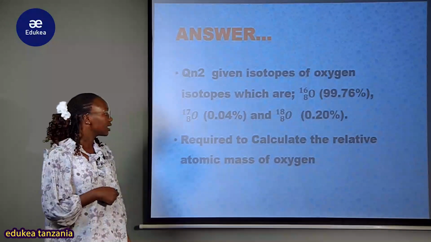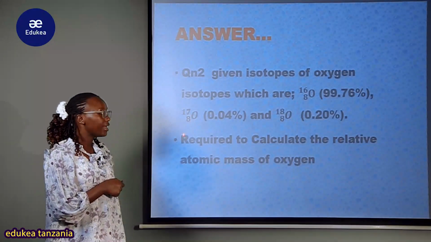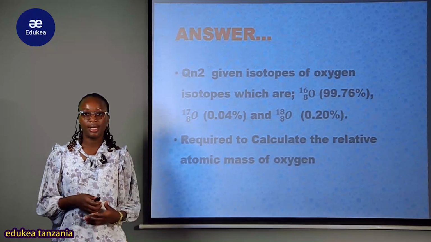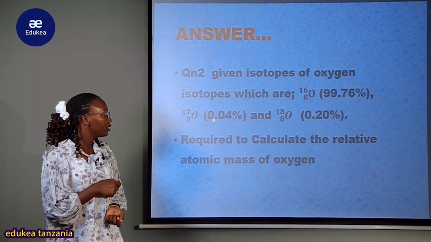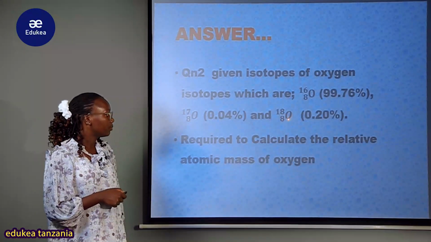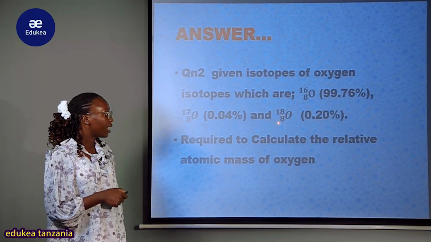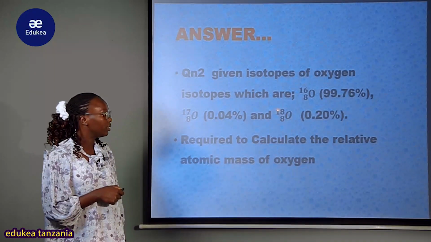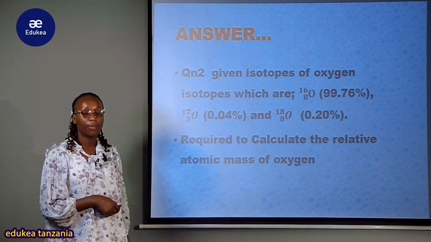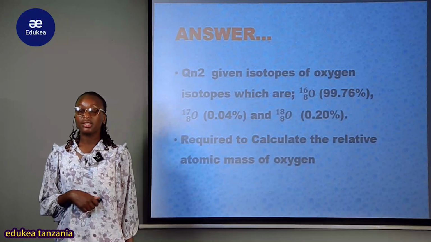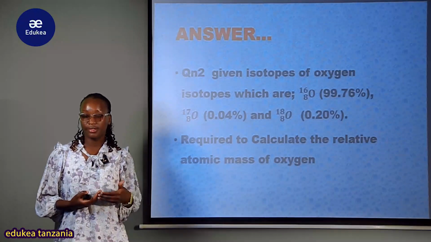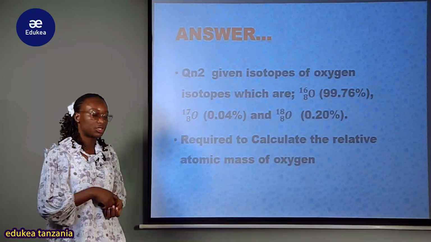Hii tumepewa. The second isotope ni oxygen with 8 atomic number, but mass number yake tumepewa ni 17, lakini its percentage tumepewa ni 0.04. And the last one ambayo ni third isotope tumepewa ni oxygen with the 8 atomic number, lakini mass number ni 18 with its percentage abundance ambayo ni 0.20%. Okay, so my student, this is our data, this is our given, na swali unapewa tu kwa namna hiyo, then unaulizwa utafute kitu gani. Kwa hiyo hapa data zetu zimeisha.